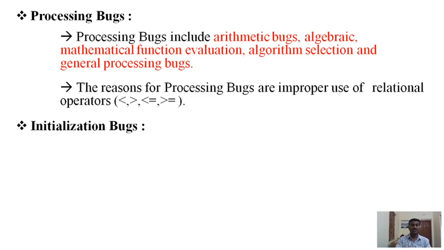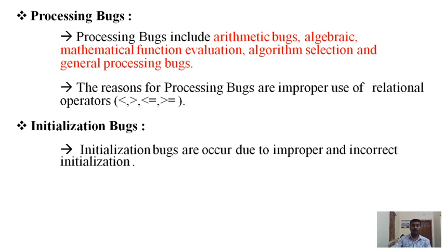Then the next one, initialization bugs. Initialization bugs mean that if you do not properly initialize a variable, if you do not provide proper values to the variables, then initialization bugs arise. According to our concept, what is meant by initialization bugs? Initialization bugs occur due to improper and incorrect initialization.